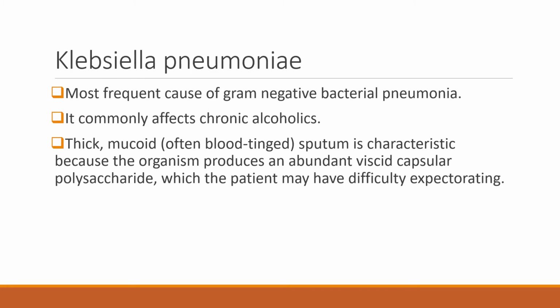Then Klebsiella pneumoniae, that is the most frequent cause of gram-negative bacterial pneumonia, and that commonly affects chronic alcoholic persons. And this thick mucoid, often blood-tinged sputum is characteristic because this organism produces an abundant viscid capsular polysaccharide. So these patients have thick mucoid sputum because of the presence of this viscid capsular polysaccharide. So patients have difficulty in expectorating the sputum.